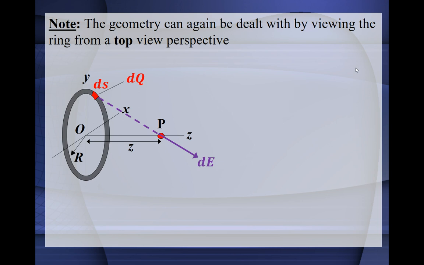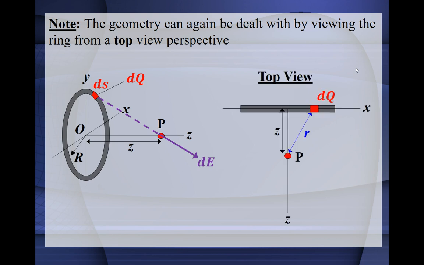So again, to help out with the geometry, we'll just look at this picture from a top view perspective. Because that dE vector is a three-dimensional vector, it has an x, y, and a z component to it. So from a top view perspective, we have this picture.